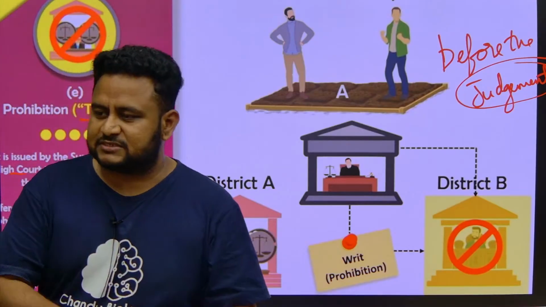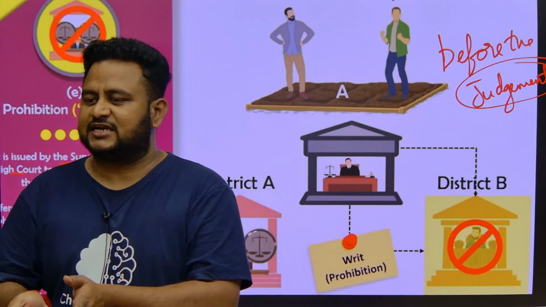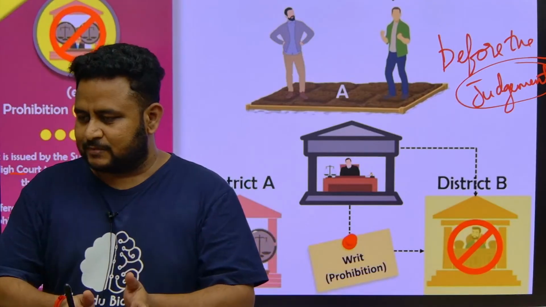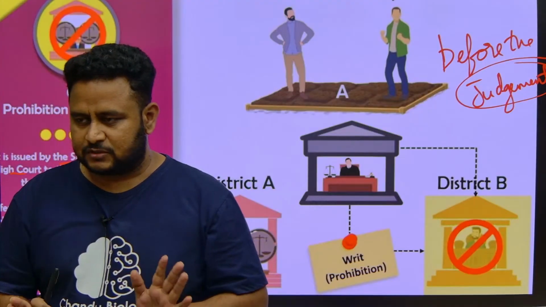Next comes certiorari and also prohibition. If the case is already decided and judgment is passed, then you ask it to pass, that is called certiorari. In between, if you ask it, or even before the proceeding, that is to stop, that is prohibition. Clear? Got it? That's it.